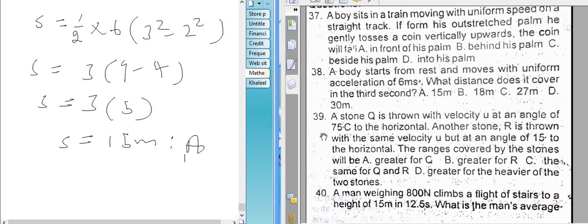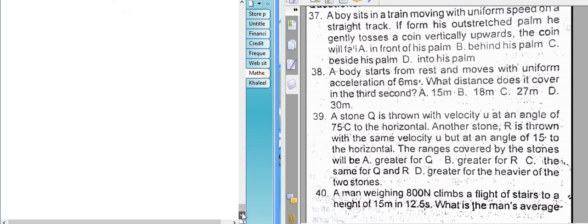Then, second to the last question, 39, says: a stone Q is thrown with a velocity u at an angle of 75 degrees to the horizontal. Another stone R is thrown with the same velocity u but at an angle of 15 degrees to the horizontal. The range covered by the stone will be: A, greater for Q; B, greater for R; C, the same for Q and R; D, greater for the heavier stone. So this question requires a conceptual understanding of projectile motion.